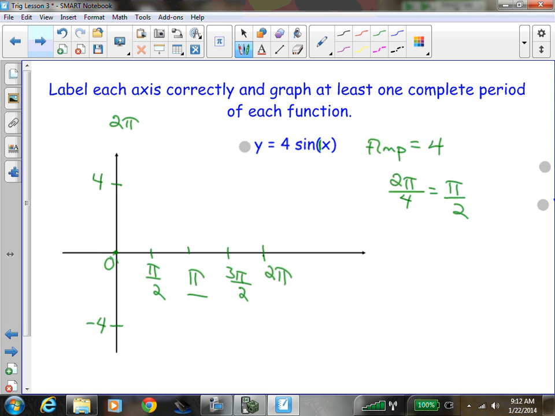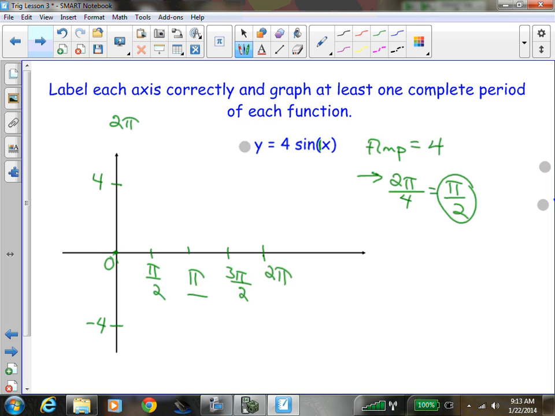So if you count by pi over 2s, it's just one of them, then 2 of them, then 3 of them. And so if I'm writing this down, 1 pi over 2, I would write as pi over 2. 2 pi over 2, I would just simplify to pi. 3 pi over 2, and then this would be 4 pi over 2 right here, which would be 2 pi. Okay, so if you just count by this thing that you got when you took the period and divided it by 4, then you get everything right.